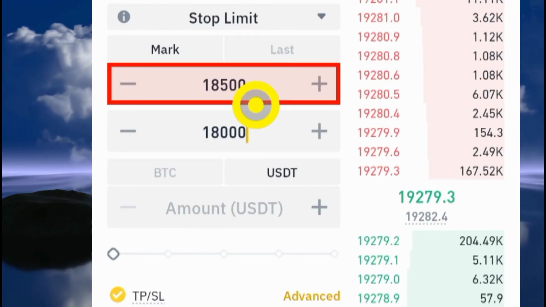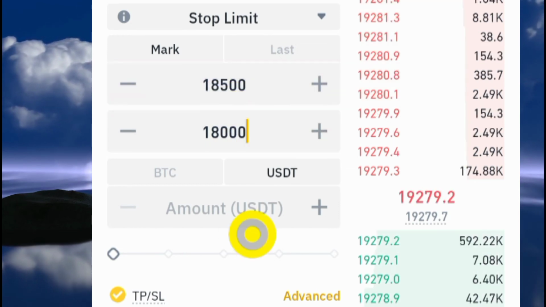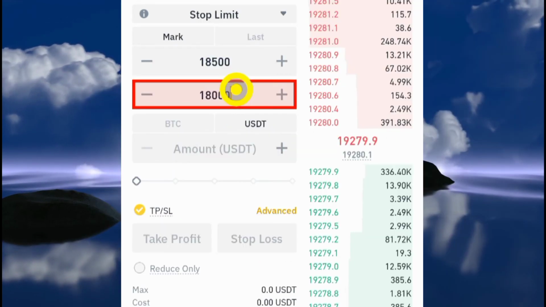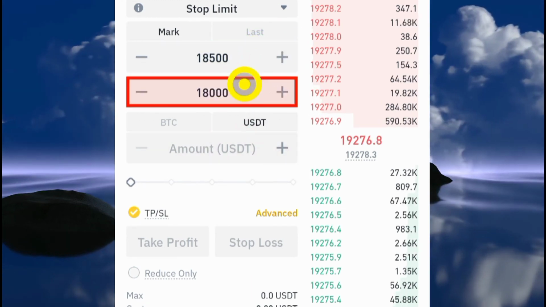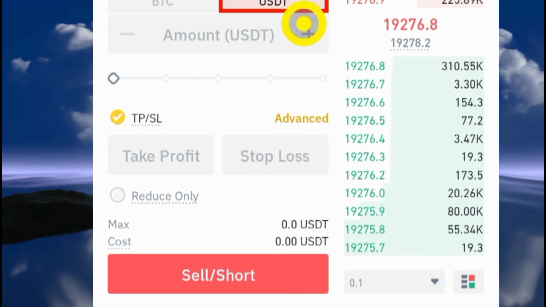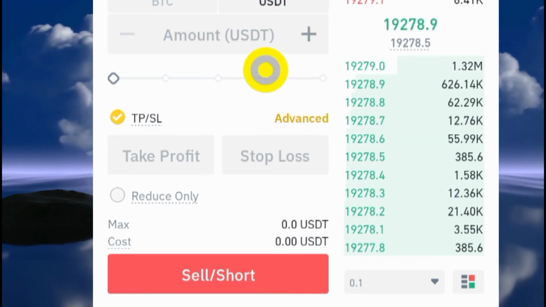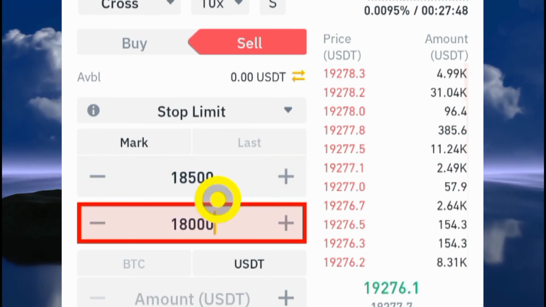But the interesting thing here is that I have two price ranges here. You're telling Binance to sell Bitcoin when it starts trading between these two price ranges. This way your order is going to be filled when this happens. So if you click the sell button down here, your order is going to be queued as an open order, waiting for the price of Bitcoin to drop to this price range.